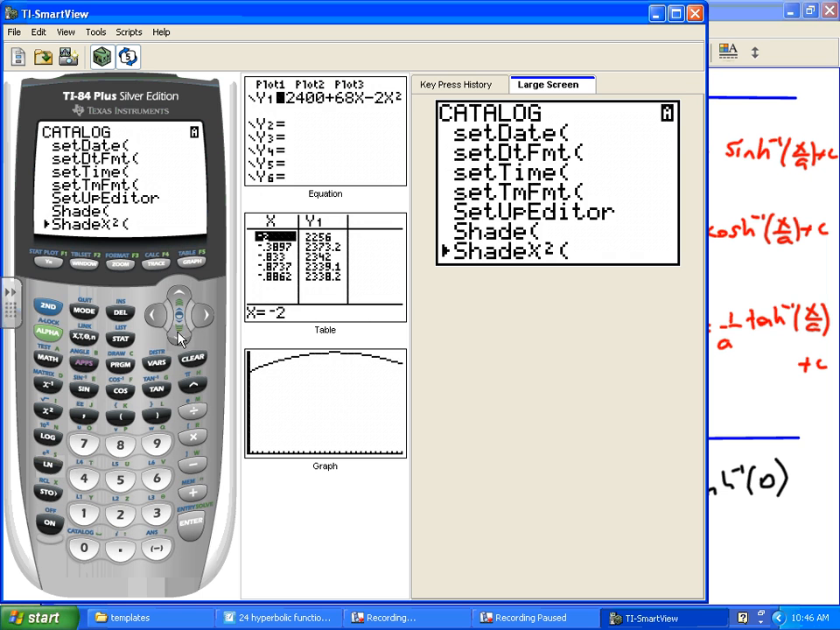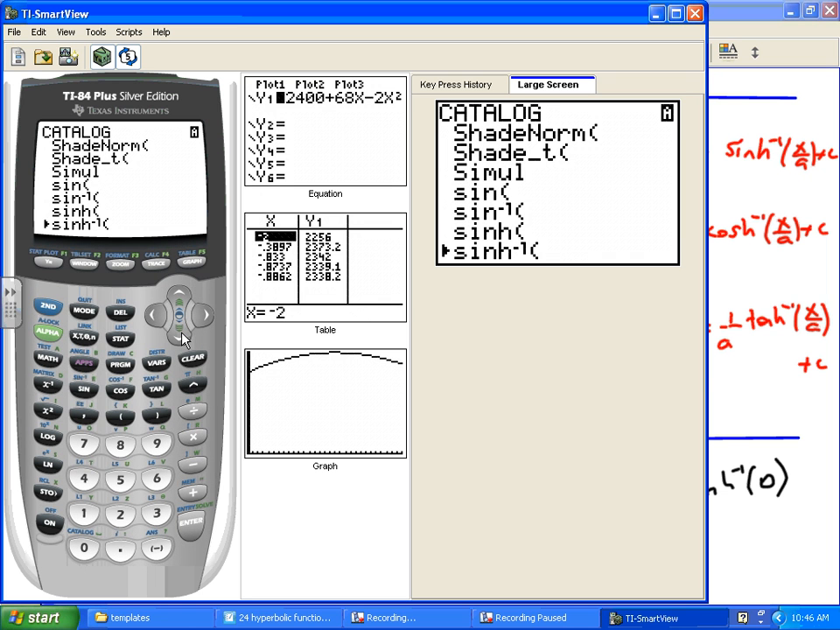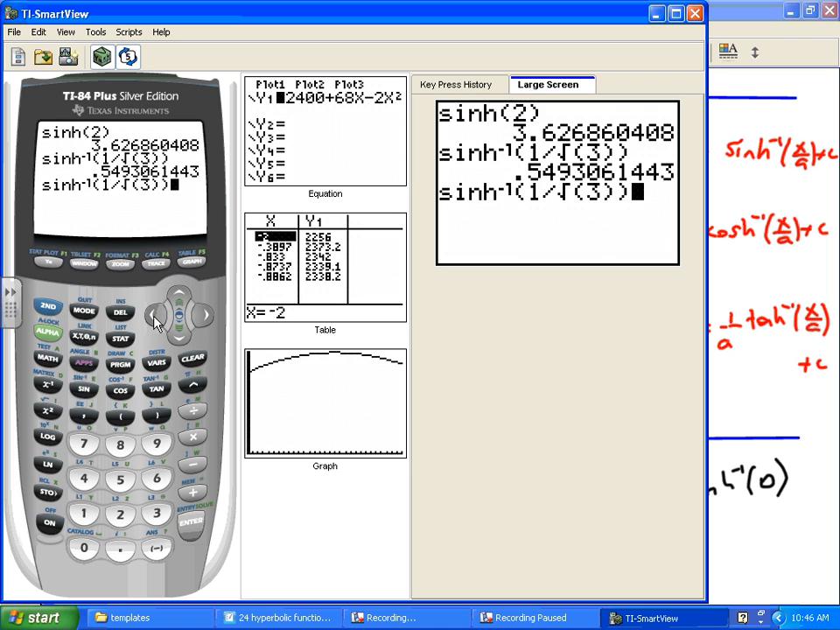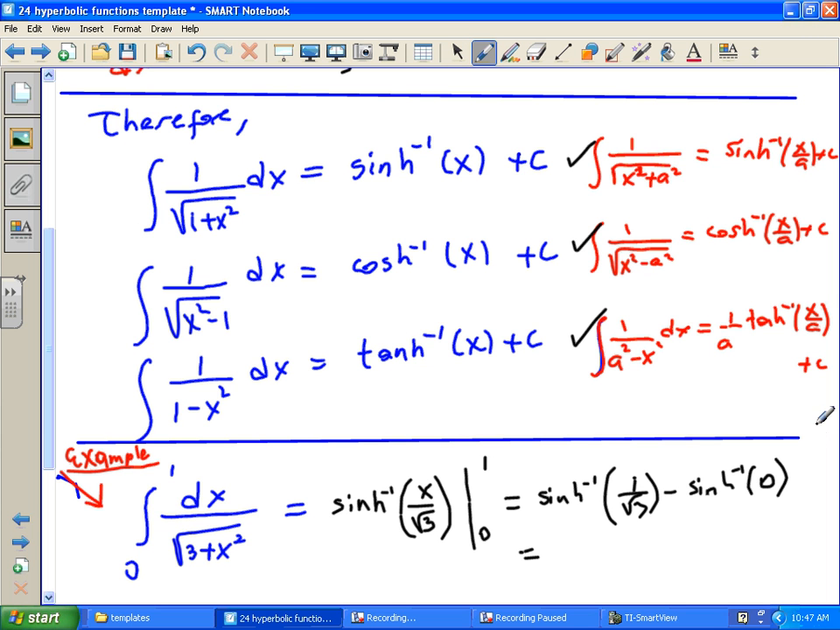Come on down and pick up sine hyperbolic inverse, not to be confused with regular sine inverse, right? And we want to evaluate 1 over radical 3. Minus, you want to evaluate it at 0. So you do again, second enter, reproduces the command. Just go back and plug in a 0. So we have roughly 0.55 minus 0, which will be 0. I'm sorry, which will be 0.55.